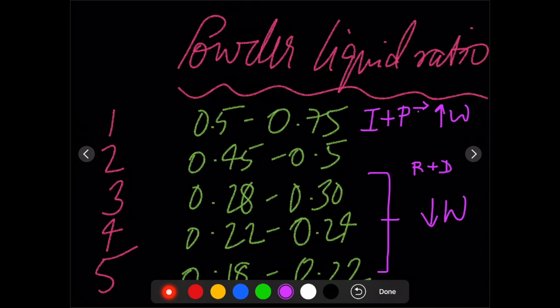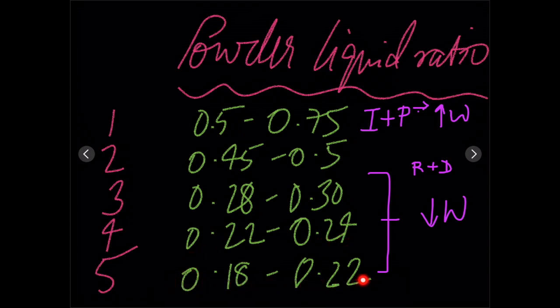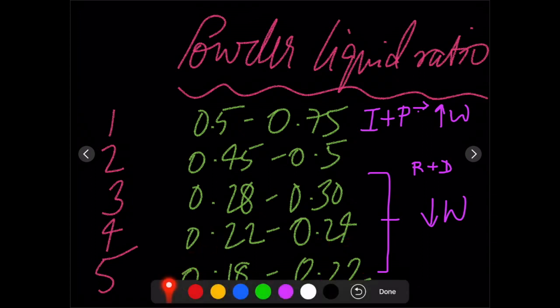Okay, so how do you remember this? You remember type 1's water powder ratio as 50 to 75. The next is 45 to 50. Then it is 28 to 30, 22 to 24, and 18 to 22. These are very important values for you to know.